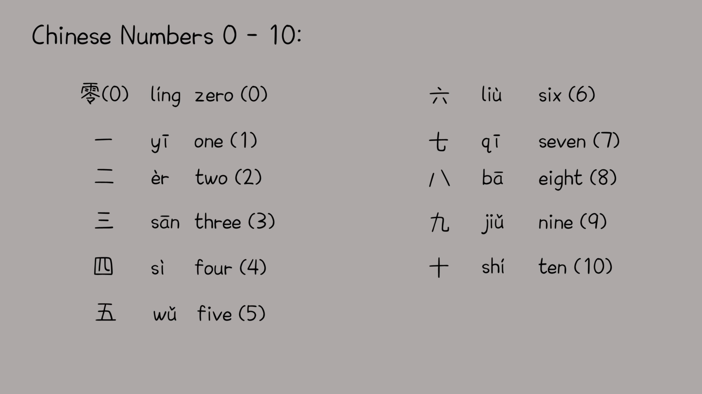Chinese numbers 0 to 10. Let's go through the numbers one by one. 0 Meaning 0. 1 Meaning 1. 2 Meaning 2. 3 Meaning 3. 4 Meaning 4. 5 Meaning 5. 6 Meaning 6. 7 Meaning 7. 8 Meaning 8. 9 Meaning 9. 10 Meaning 10.